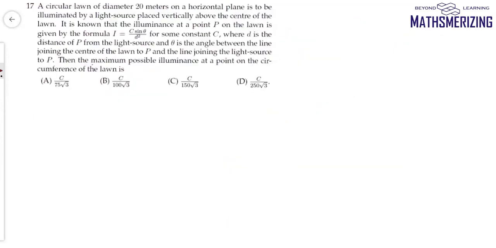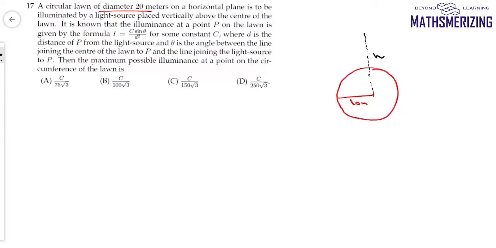Now question number 17 says a circular lawn of diameter 20 meters in a horizontal plane is to be illuminated by a light source placed vertically above the center of the lawn. So I have this circular lawn. Diameter is 20, so that means radius is 10. So this radius is 10 meters. Now we have this light source which is placed vertically above, and suppose it is placed at this height h.